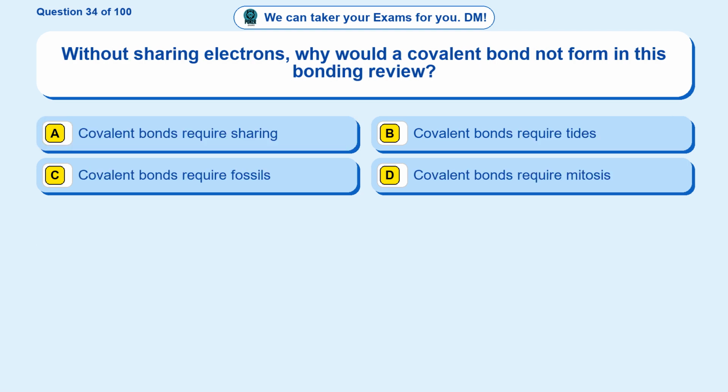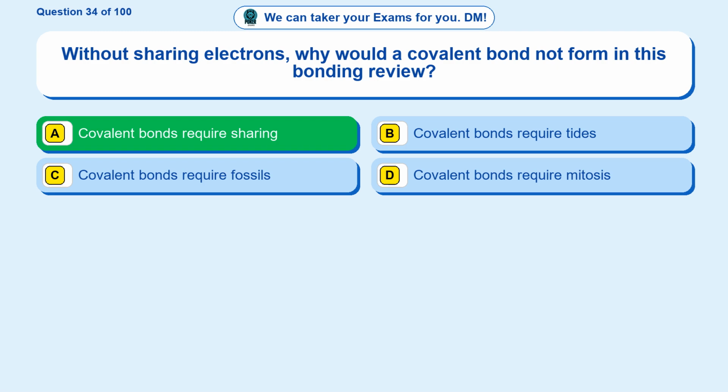Question 34. Without sharing electrons, why would a covalent bond not form in this bonding review? Option A, covalent bonds require sharing. Option B, covalent bonds require tides. Option C, covalent bonds require fossils. Option D, covalent bonds require mitosis.